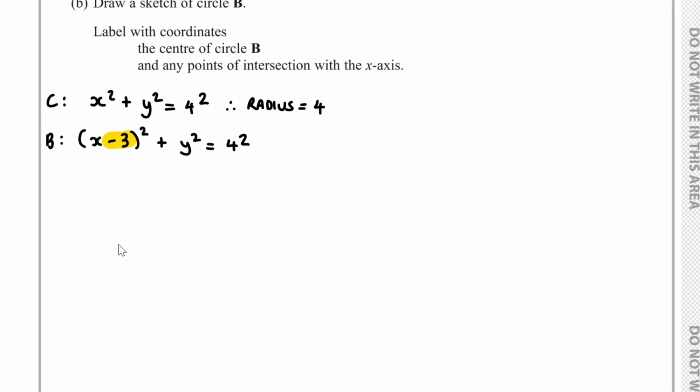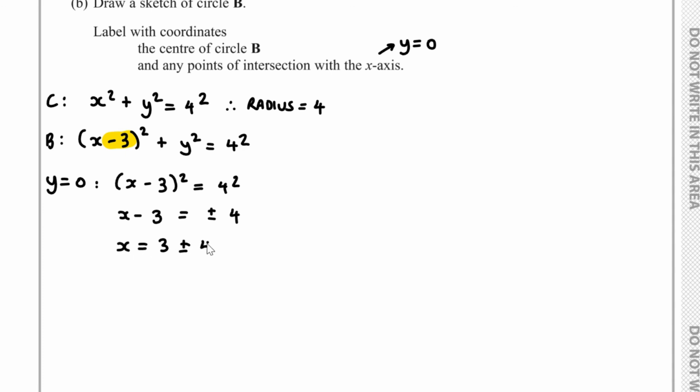What we now need to do is find out where it intercepts with the x-axis, and we can do that by setting y equal to 0. So when y equals 0, we've got x minus 3 all squared equals 4 squared, and square rooting, we've got x minus 3 equals plus or minus 4. So x is equal to 3 plus or minus 4. In other words, x is equal to minus 1 and 7, because 3 plus 4 is 7, 3 minus 4 is minus 1.